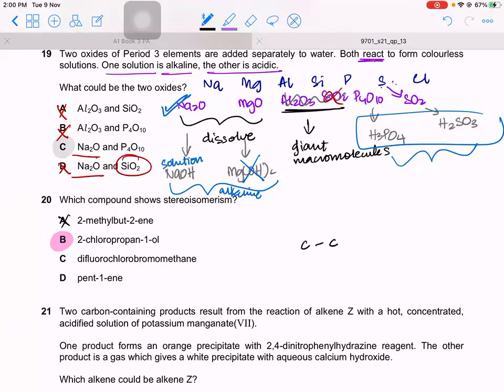Do you understand this? If you want, I can just do it. Difluorochlorobromomethane. So methane, 1 carbon. Difluoro, so 2 F's. Chloro, bromo. Can it be chiral? No. Pent-1-ene. Can it show a chiral carbon? No. Can it show cis-trans? No. The answer therefore is B. Clear? Is this clear?